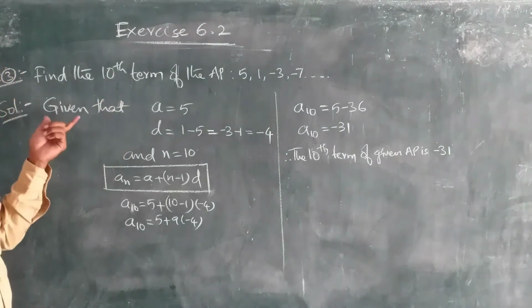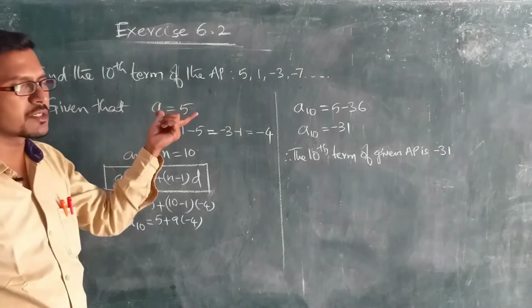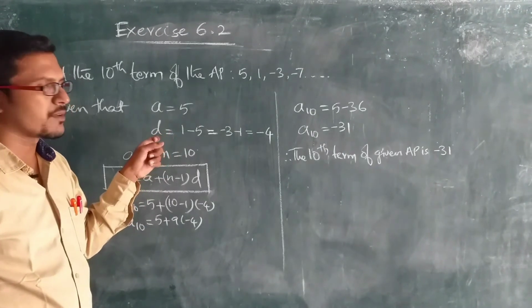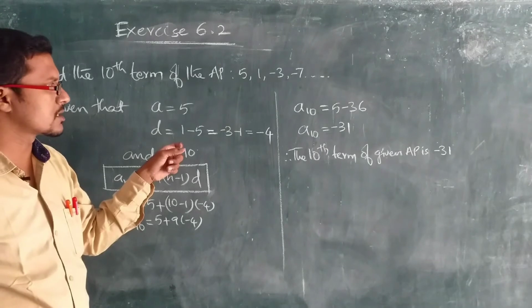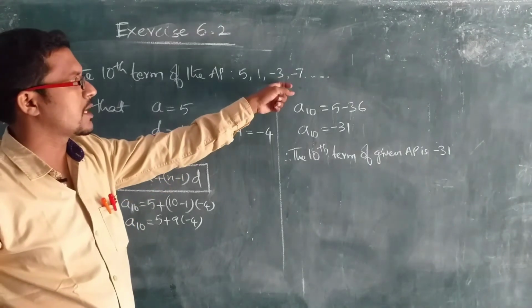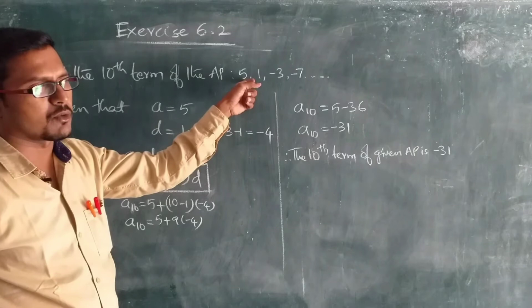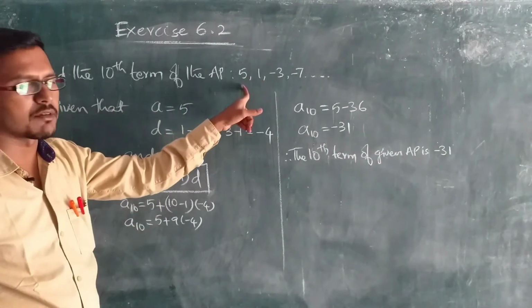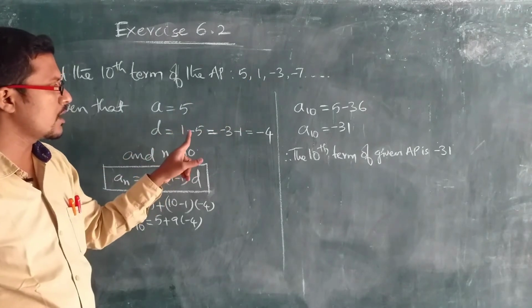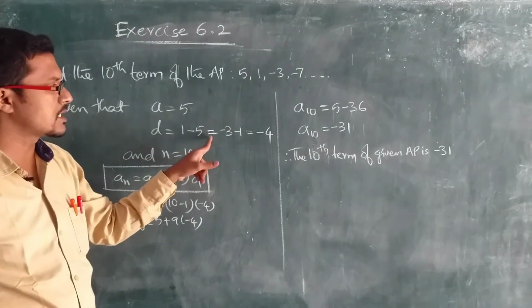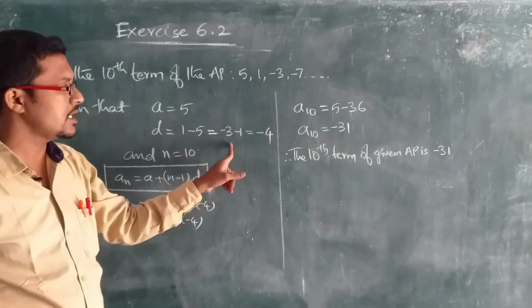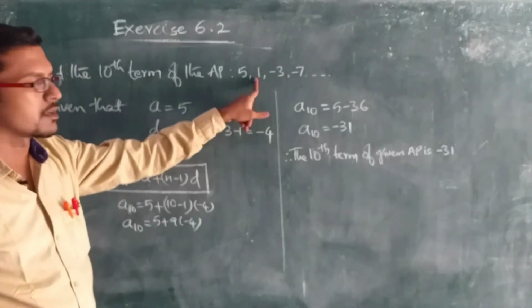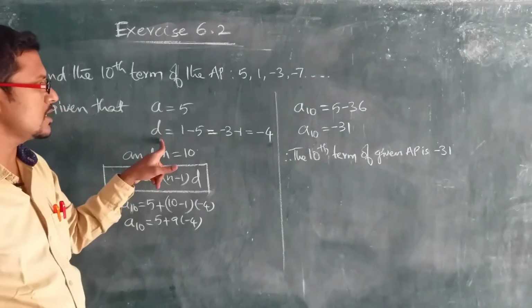Let us see what we have to write as the given data first. The first term A is equals to 5. Let us find the difference D. Already we discussed this one: that is A3 minus A2 or A2 minus A1, whichever you would like to do. Here I am doing A2 minus A1. So A2 minus A1 is 1 minus 5, that is minus 4. The common difference is minus 4 here.